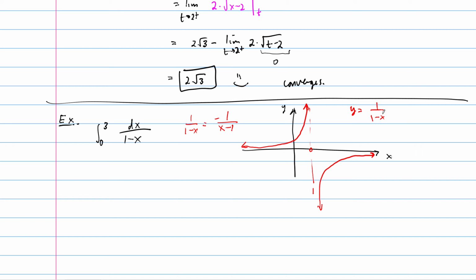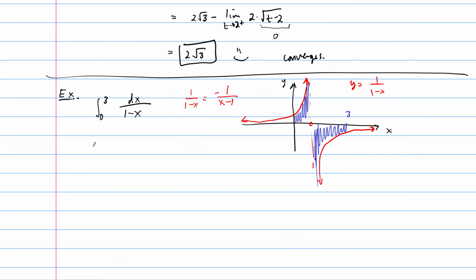What are we asked to find now? We're asked to find the integral from 0 to 3. This is 1, so 0 to 1, and then from 1 out to 3. And so notice that now we have actually 2 improper integrals that we have to compute. We have to break this up at x equals 1. All right, so this must be computed as integral from 0 to 1 dx over 1 minus x plus integral from 1 to 3 dx over 1 minus x.